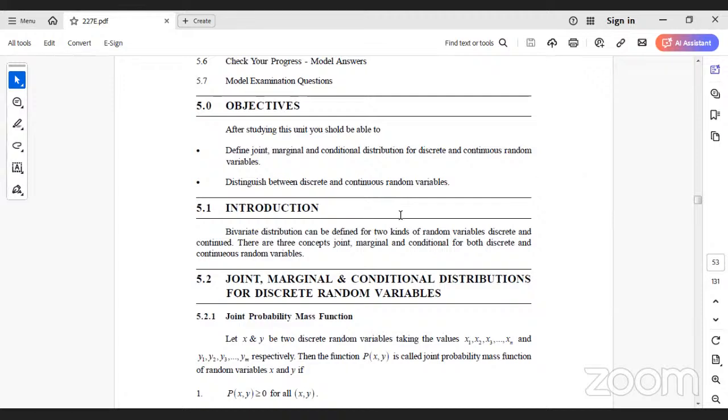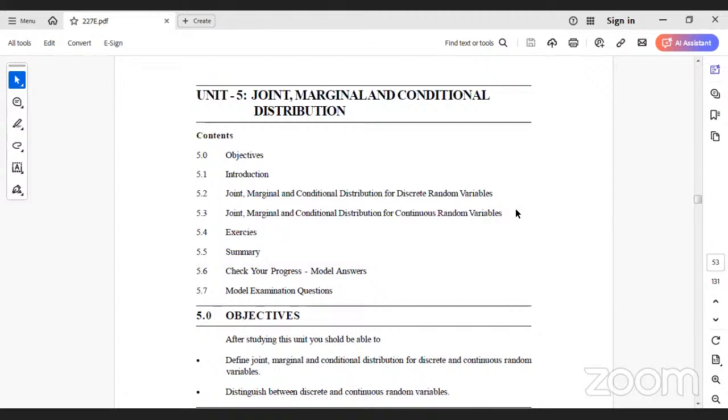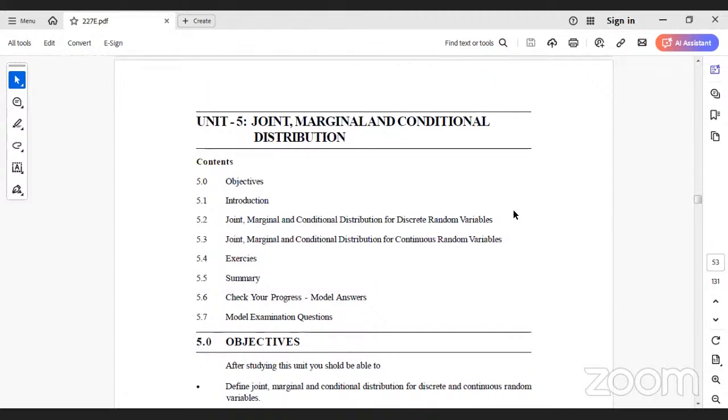Good morning, everyone. Today we will discuss joint, marginal, and conditional distributions.